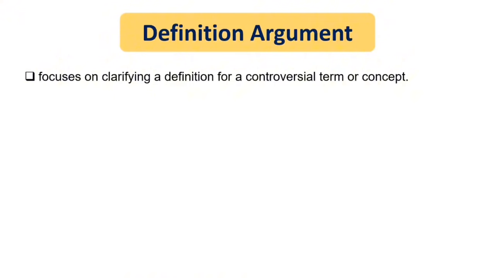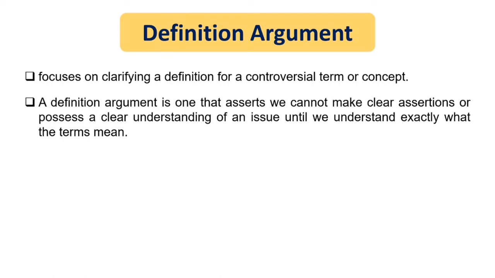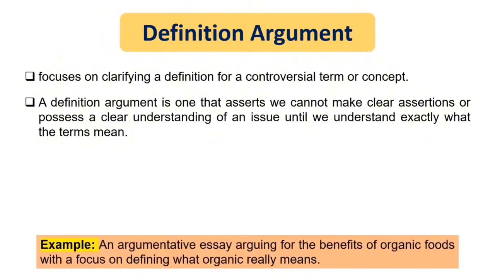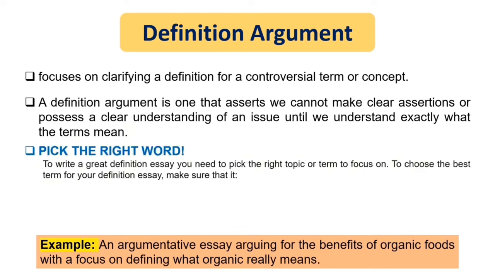Definition argument focuses on clarifying a definition of a controversial term or concept. In other words, a definition argument is one that asserts we cannot make clear assertions or possess a clear understanding of an issue until we understand exactly what the terms mean. Example is an argumentative essay arguing for the benefits of organic food with a focus on defining what organic really means. When writing a definition argument, remember to pick the right word.